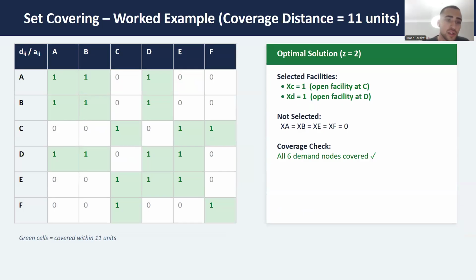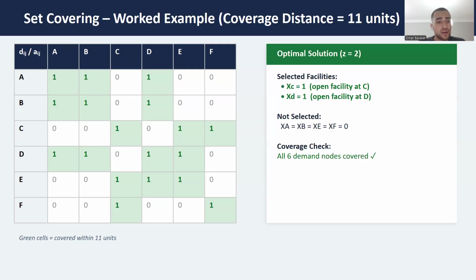So here you can see we have 6 nodes, A through F, with the distances between them. Setting coverage distance, DC, at 11 units, we compute the AIJ matrix. A cell is green if site J covers demand node I. The objective function is to minimize Z, and each facility costs 1. So, solving the linear problem, the optimal solution is Z equals 2. Open facilities at C and D only.